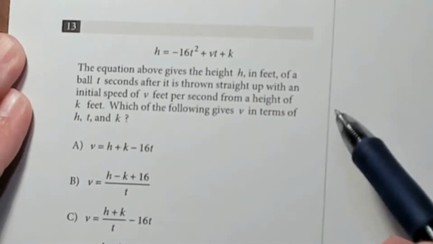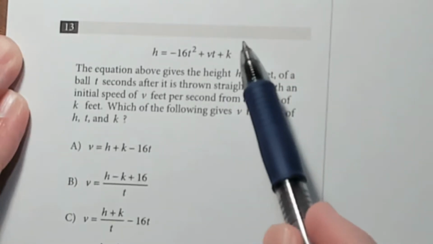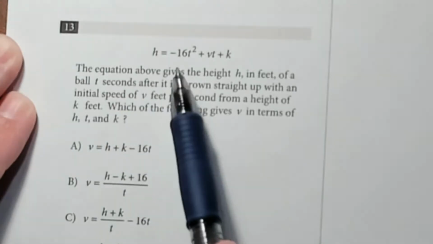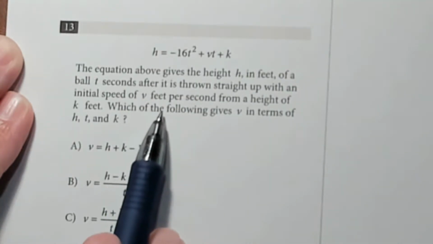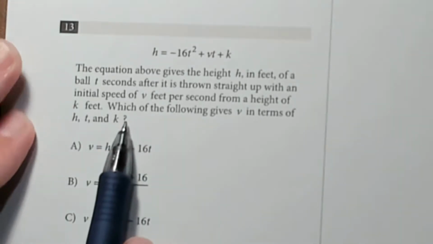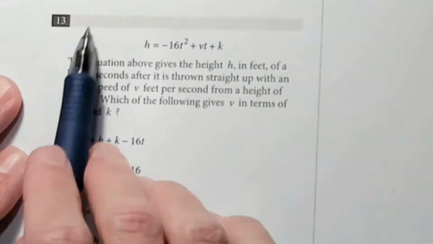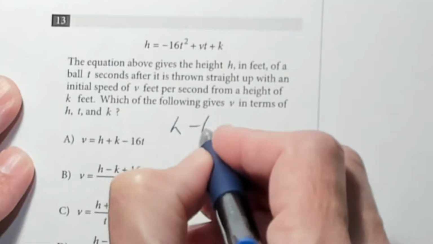13, here's an equation. Okay, again, what is K? K is your starting value because you put in 0 for T. So there's some equation they want us to figure out. Which of the following is V in terms of, okay, so you want to solve for V. So how do you solve for V? Well, first, move everything to the left-hand side. So first, on the left-hand side, I'm going to get an H minus K.